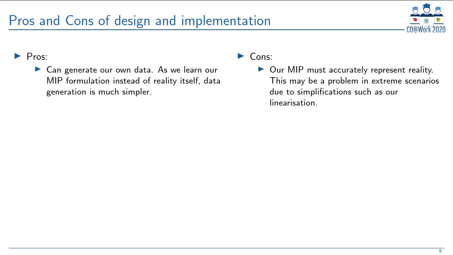Here are some pros and cons of our dual neural network design and its implementation. Many of the cons are in its relation to the model-driven approach. The first pro is that we can generate our own data. We can do this as we learn from our MIP formulation itself, and thus data generation is much simpler. The downside of this, however, is that our MIP must represent reality. This may become a problem in extreme scenarios due to simplifications such as our linearization. Remember that for our pipe equations, we assume constant velocity. Normally this is quite effective, but in some extreme scenarios, it isn't.